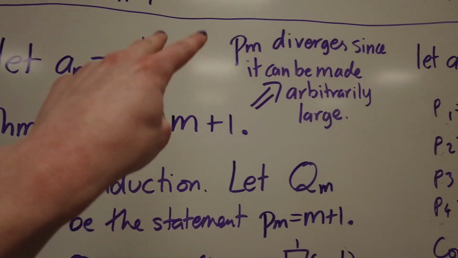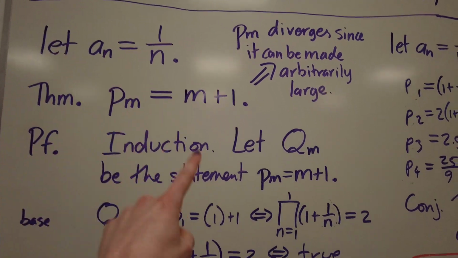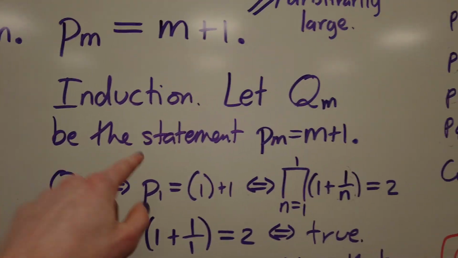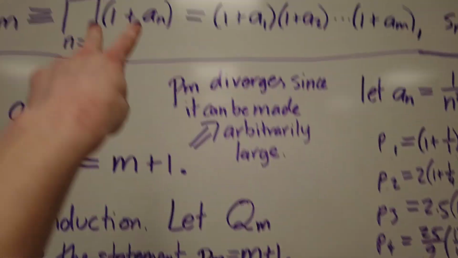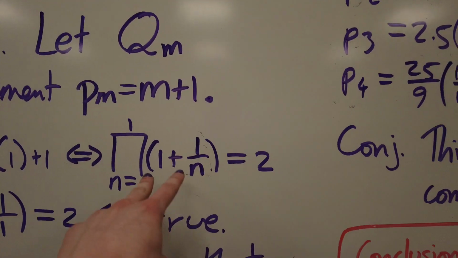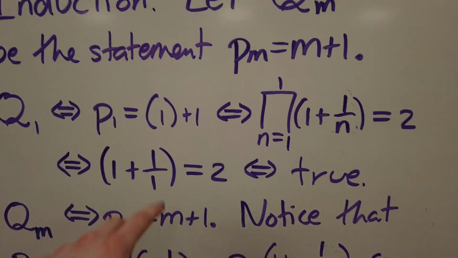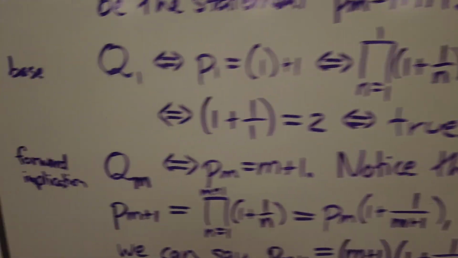The mth partial product is always m plus 1. I'm going to prove this using induction. For the base case, I have to show that p1 is 1 plus 1. Well, what's p1? It's just the first factor and nothing else. The first factor is 1 plus 1, and that is 2. So this is obviously a true statement.